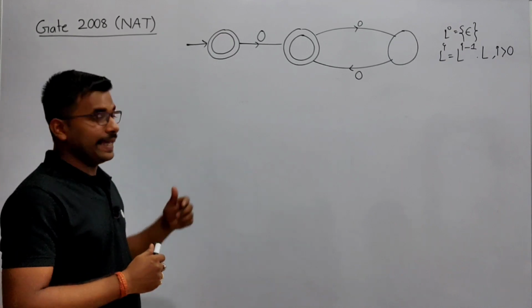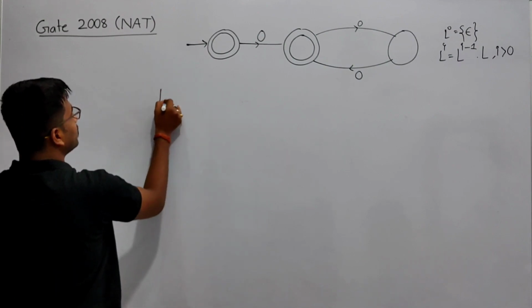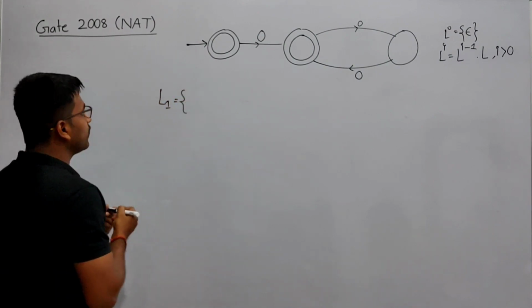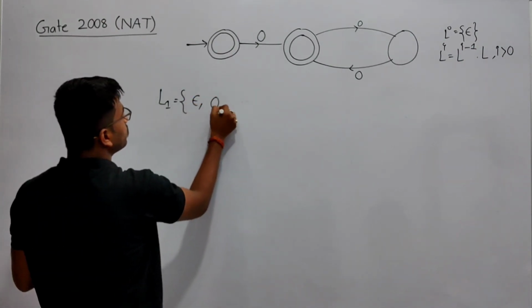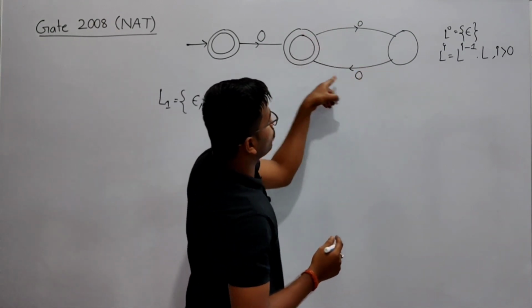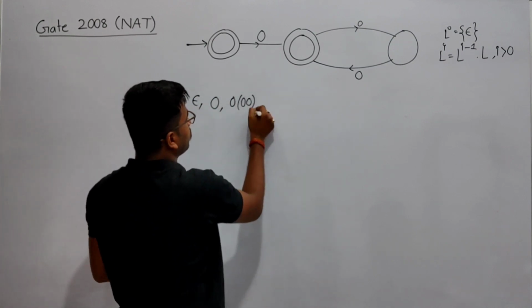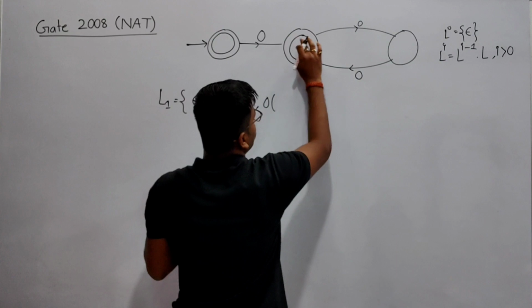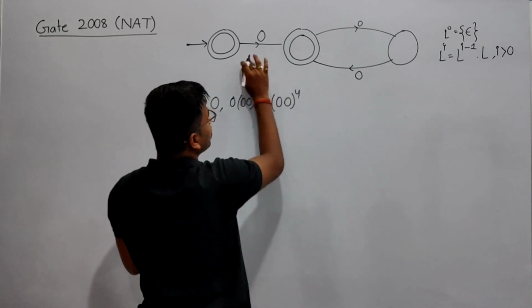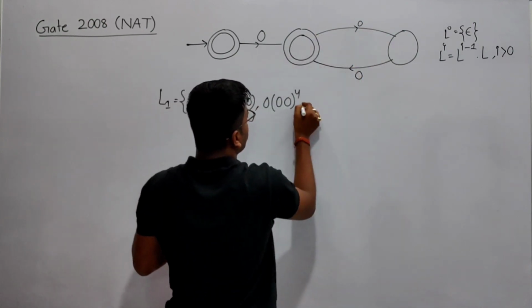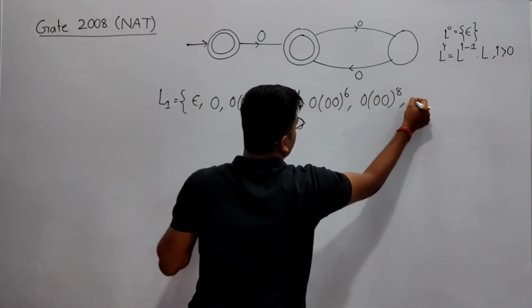Now we will try to find L1. The language accepted by this automaton is L1. Now see what strings are accepted by this automaton. It is accepting epsilon, because the initial state is a final state. It is accepting 0, then 00, then 000, then 0000. After this 0 you are getting a repetition of 2 zeros: 0, then 6 zeros, 0, then 8 zeros, like this.